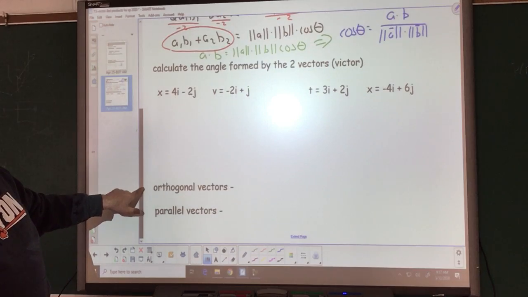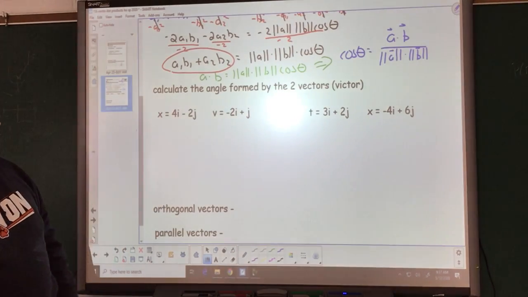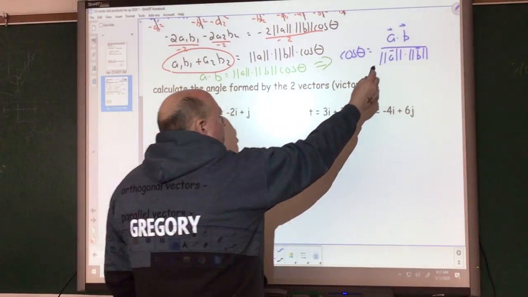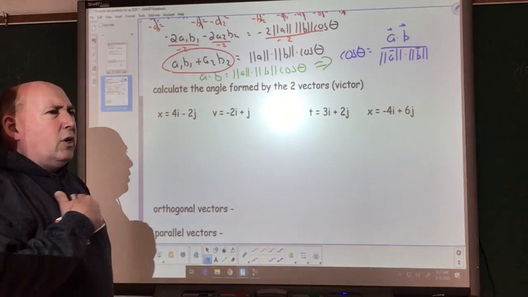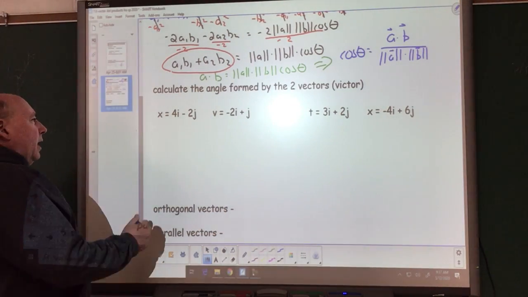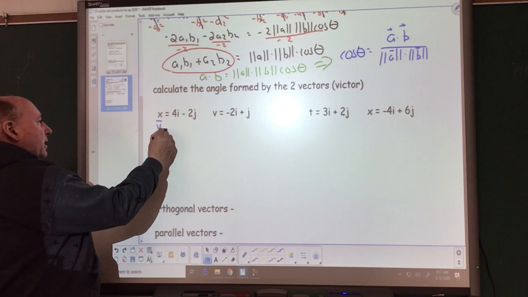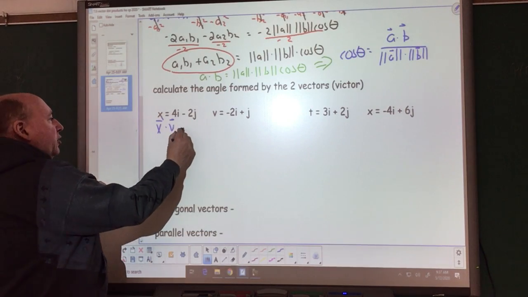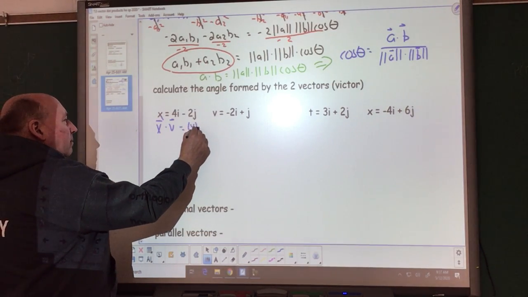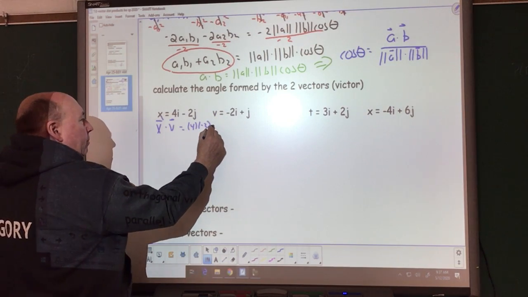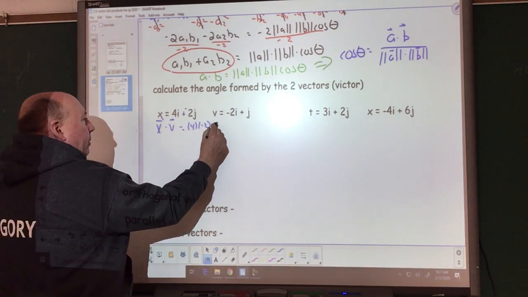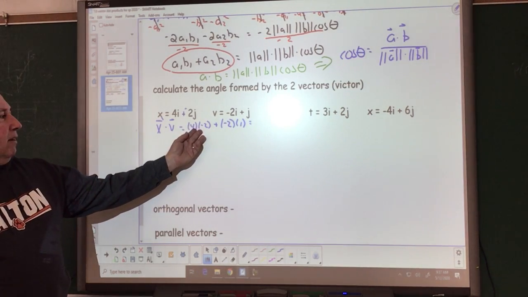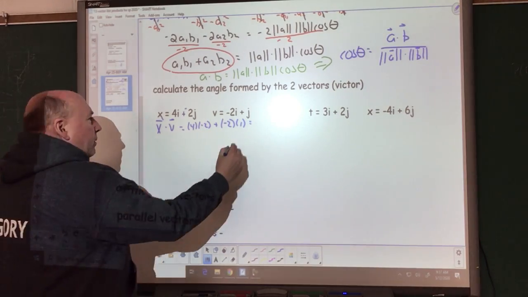So if we take a look at a problem, I want to find the angle formed by these two vectors. What we have to do is calculate these values, and what I tend to do is do these separately. I just go, well, what is x dot v? What is the dot product here? Well, I need to multiply 4 times negative 2, and then plus a negative 2 times 1. So this gives me negative 8, this gives me negative 2, so this gives me a negative 10.